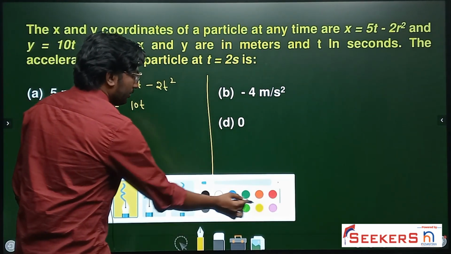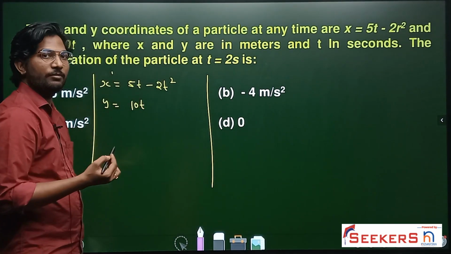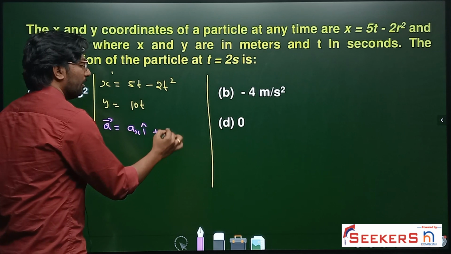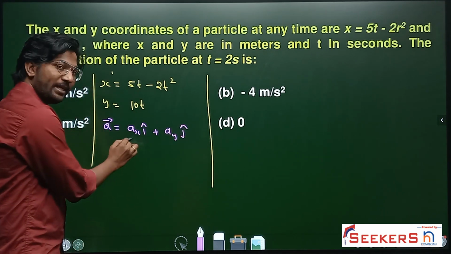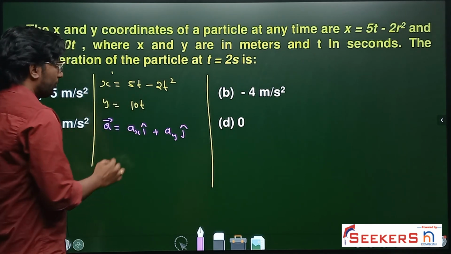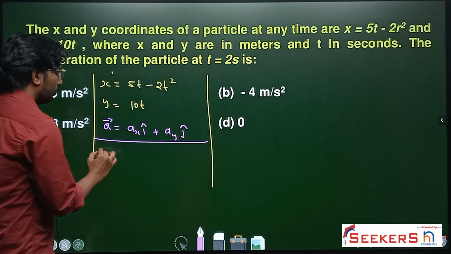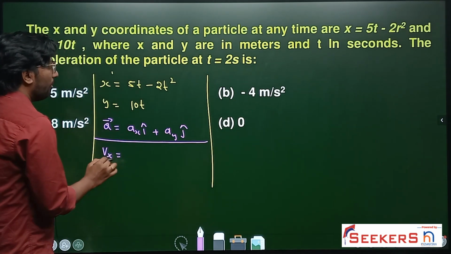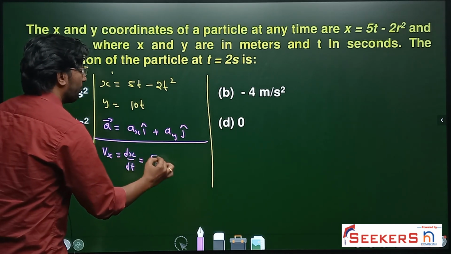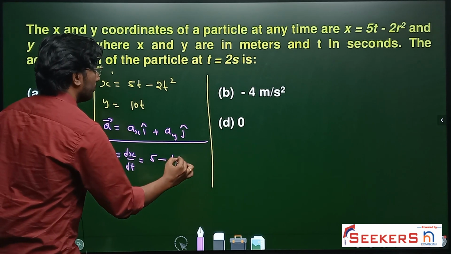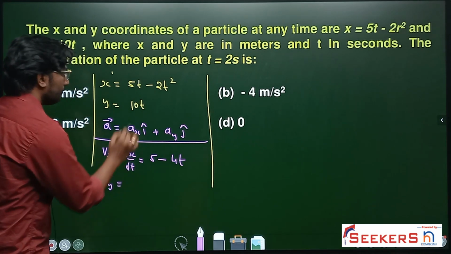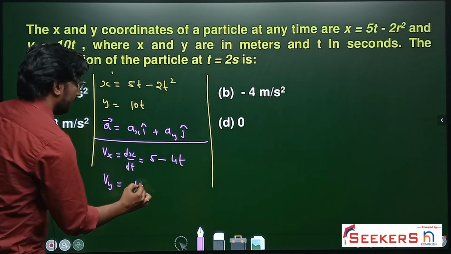So I told you already how to write the acceleration vector. If you want to write the acceleration vector, it should be a combination of ax i cap plus ay j cap. Now to get ax, you need to differentiate vx. To get vx, you need to differentiate x. So first let's differentiate the x component to get velocity along the x direction. If you differentiate the x component, dx by dt, you will get 5 minus 4t. If you differentiate y, vy will be just 10.